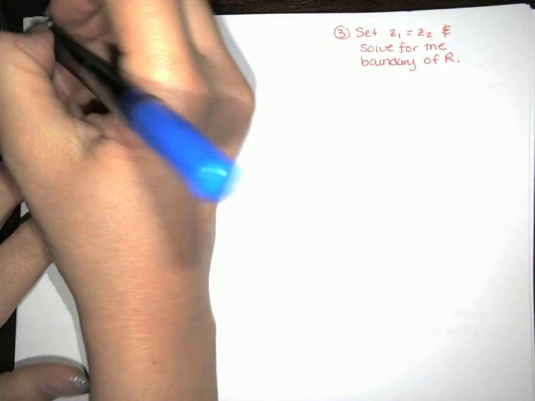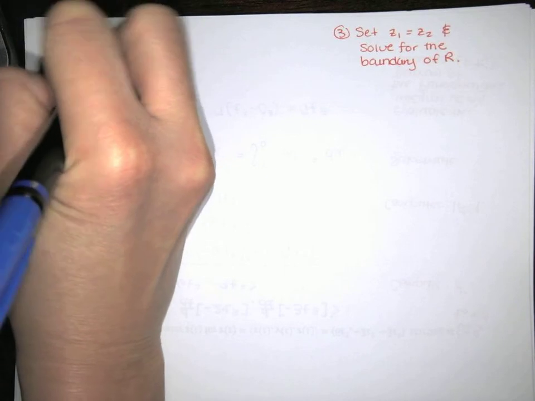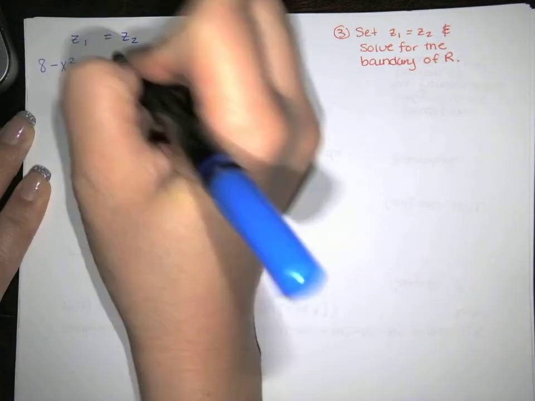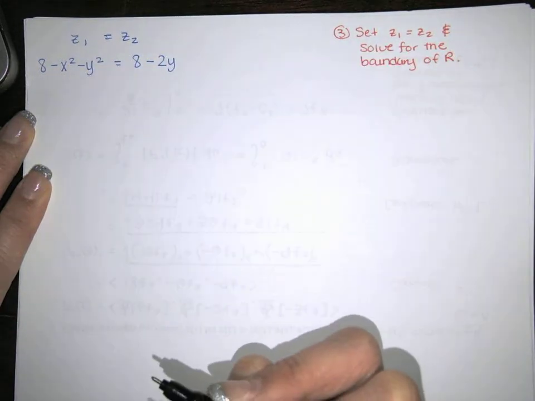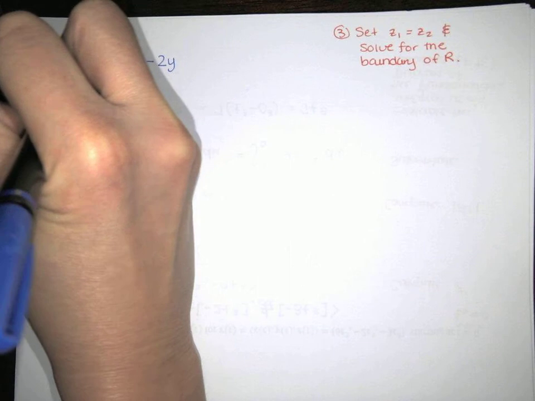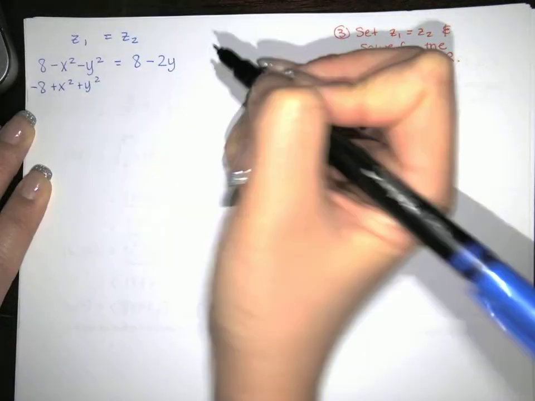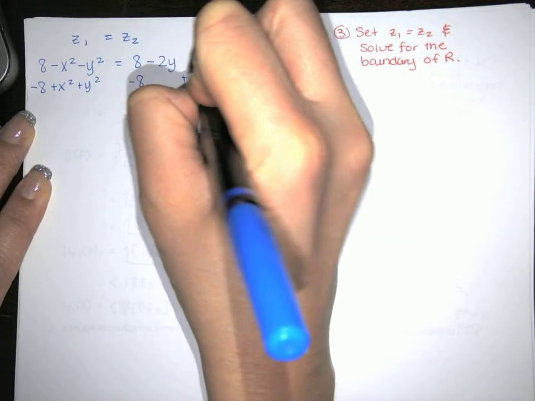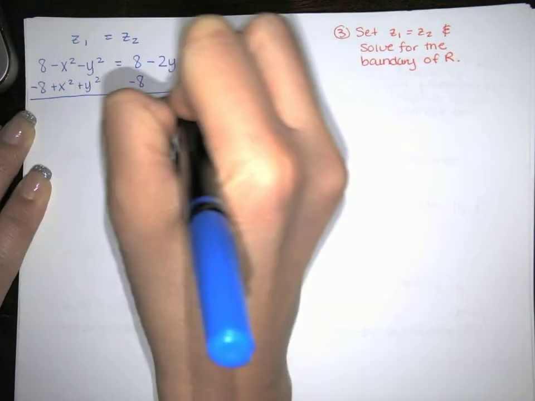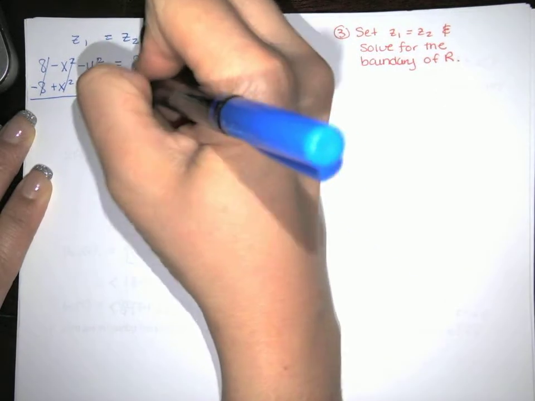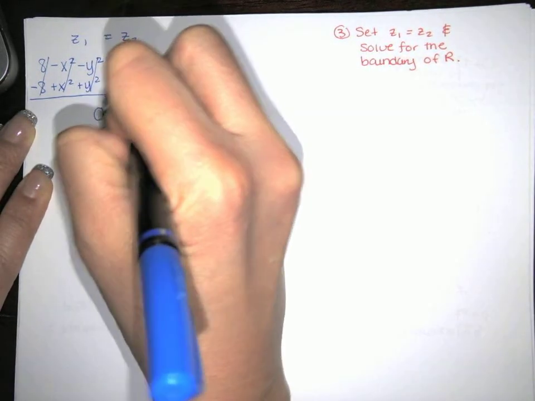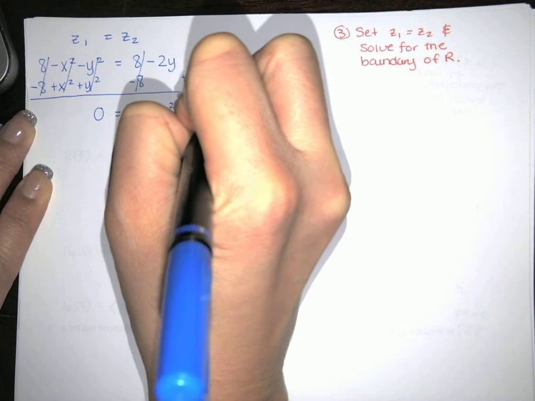Okay, so we'll set the z value on the elliptic paraboloid equal to the z value on the plane. On the elliptic paraboloid, z equals 8 minus x squared minus y squared. On the plane, z equals 8 minus 2y. And I'll set one side equal to 0. So we subtract 8 from both sides. We'll add x squared and y squared to both sides. By design, that's 0. And then on the right-hand side, we've got x squared plus y squared minus 2y.